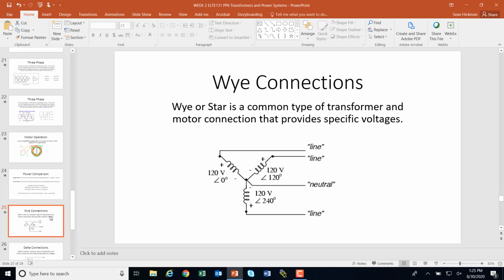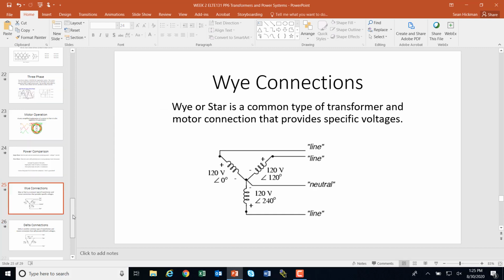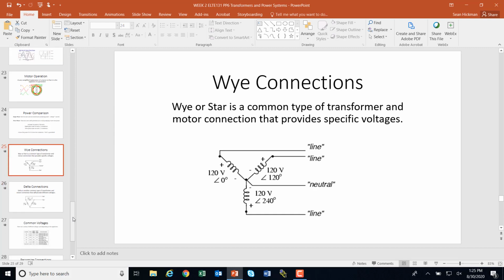Y connections. So when you're utilizing a transformer and motor connections, you can connect this power in different combinations in order to get different voltages, okay, and different performance. So this is called a Y or a star. It's kind of a common connection. And what you would have would be phase 1, phase 2, phase 3, and this one's got a neutral, okay?